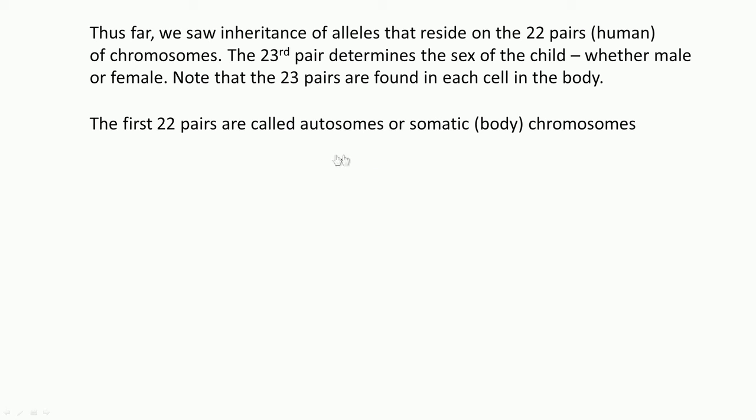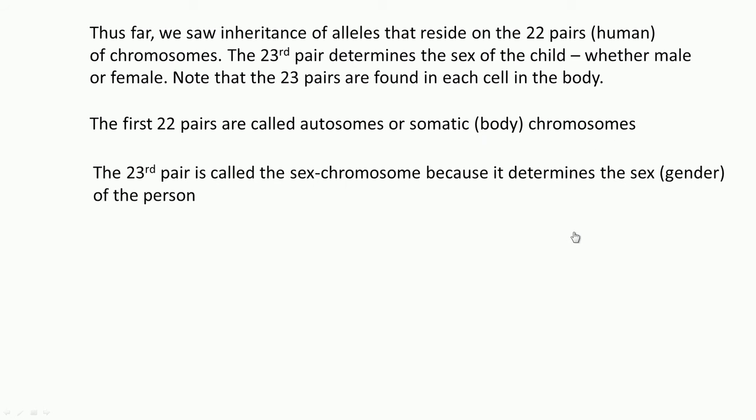The first 22 pairs are actually called autosomes, or somatic chromosomes, somatic for body. And the 23rd pair is called the sex chromosomes because it determines the sex of the person. Now, gender, I think in this lecture we would use interchangeably with sex, but in actual terms gender has a social connotation and sex has a biological connotation. But I could use this interchangeably in this lecture. The female has an XX sex chromosome occurrence and the male has an XY sex chromosome occurrence.